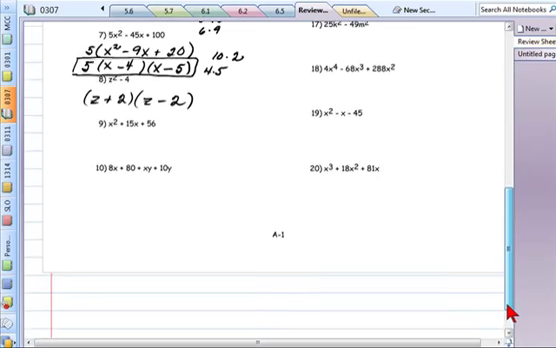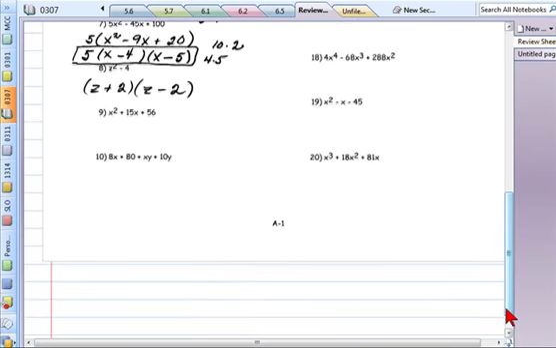Number 9. It's a trinomial. I look across. There's no common factor, so I go straight to trial and error. You really only have 4 things: greatest common factor, grouping, trial and error, difference of squares.